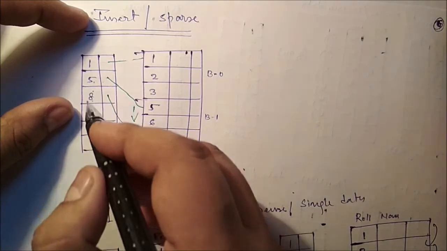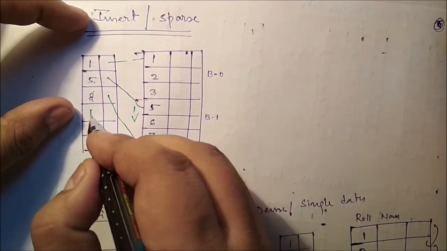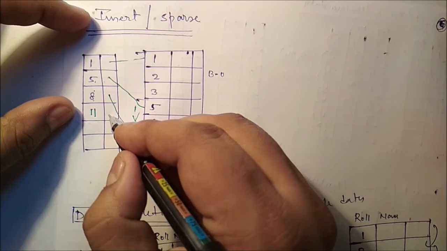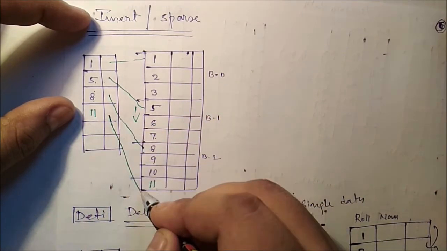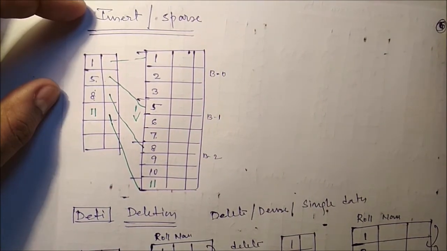Now suppose you want to insert roll number 11 here. Definitely roll number 11 is not there, so here you have to update roll number 11, and here you have to put the address of this particular roll number 11. Are you getting this one?